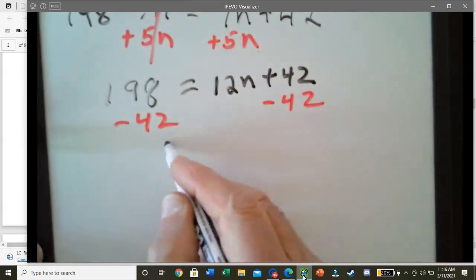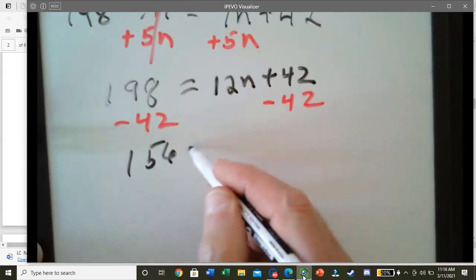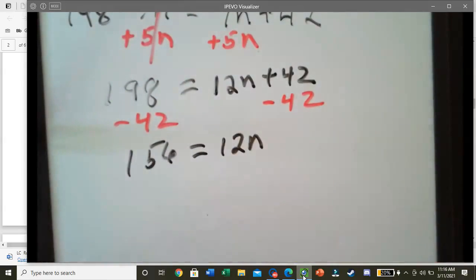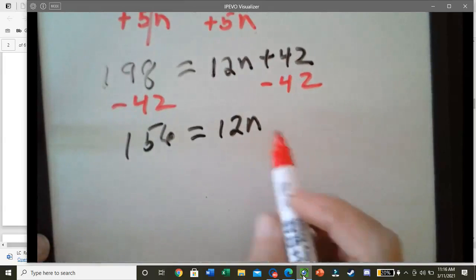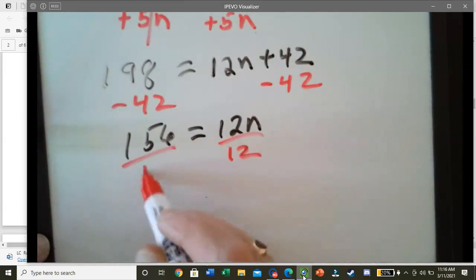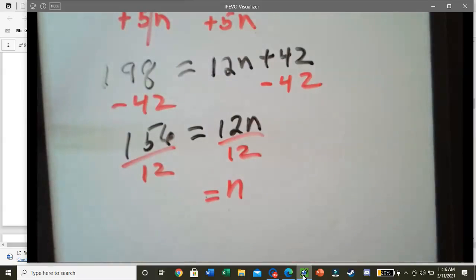So 8 minus 2 is 6. 9 minus 4 is 5. So we get 156 equal to 12n. And now what do we do with 12? Yeah, we divide 12. Divide 12. And so 156 divided by 12 is what? 13? Okay, so n equals 13.